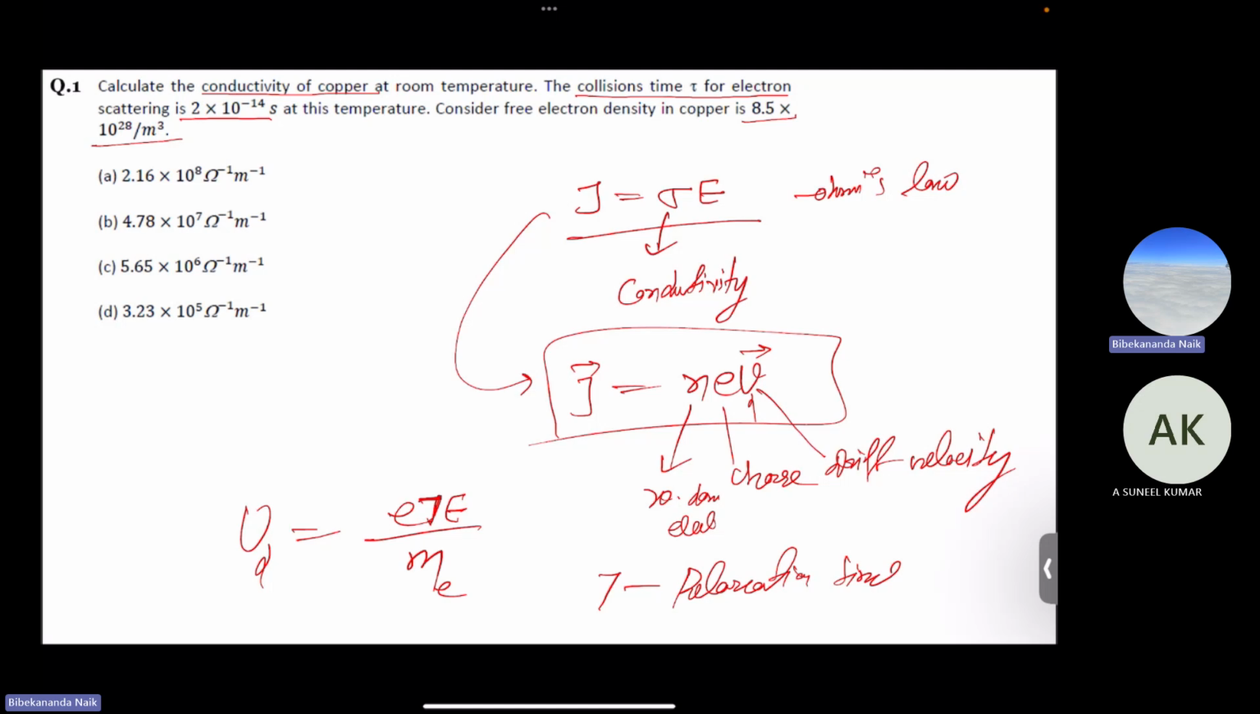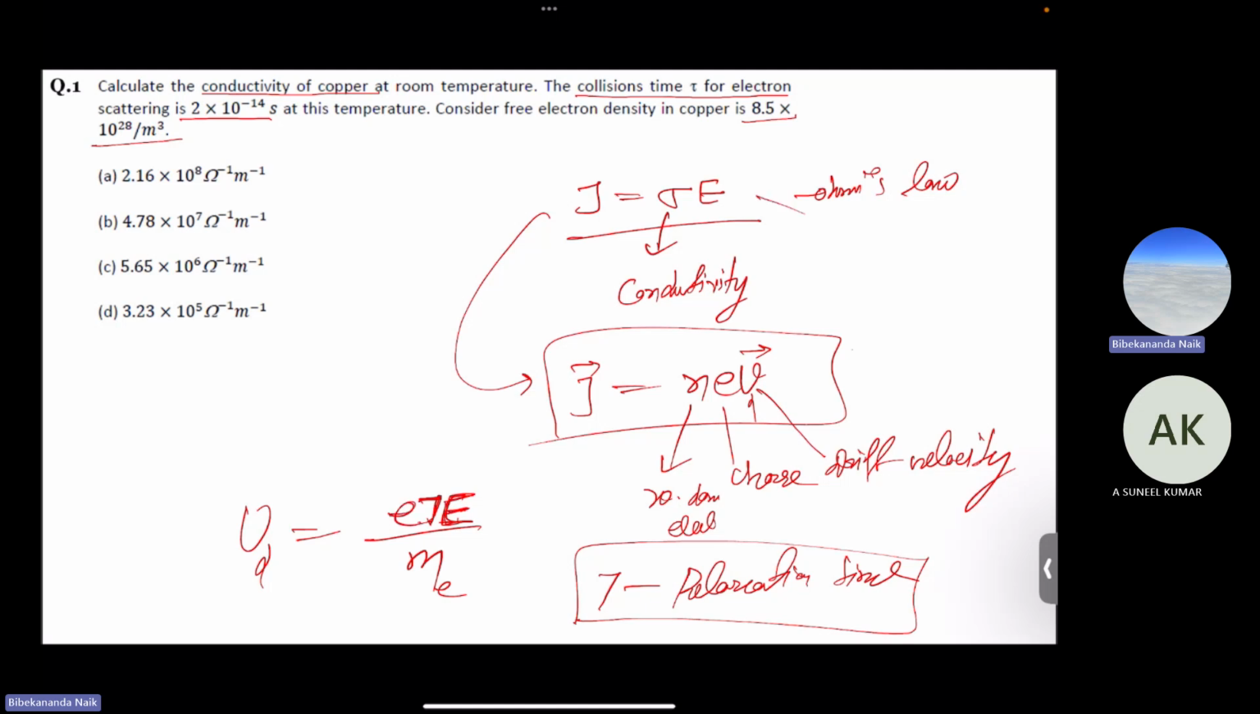and it is defined as the time taken for the drift velocity to become 1/e times the initial velocity. Whenever there is a field present, the electron will obey the drift motion, and whenever the field is removed, how much time does it take for the drift velocity to reduce to 1/e times its initial velocity. So this τ is the relaxation time, and E is the electric field applied.